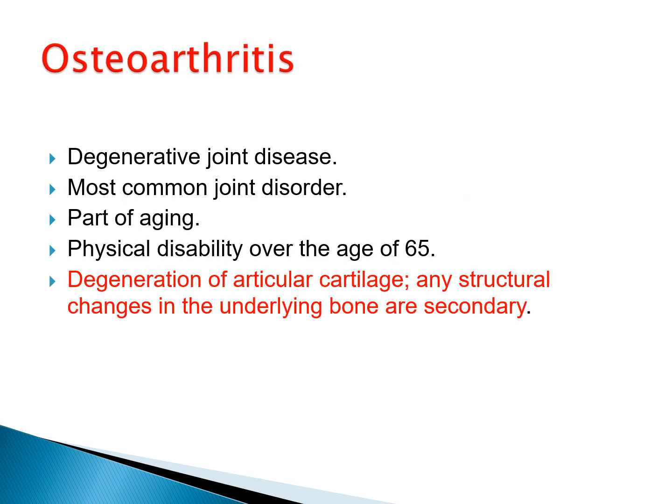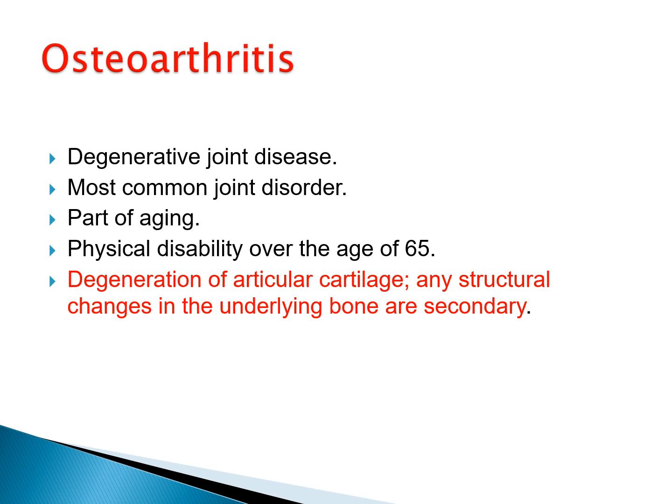From its name, it is an itis, so it means there is an ongoing inflammation. However, the basic change in osteoarthritis is degeneration of the articular cartilage, تآكل الغضروف في المفصل, and the inflammatory changes are secondary. So it's not a primary inflammatory disorder, it's a degenerative joint disease. It is considered the most common joint disease. It is considered sometimes part of the aging process.